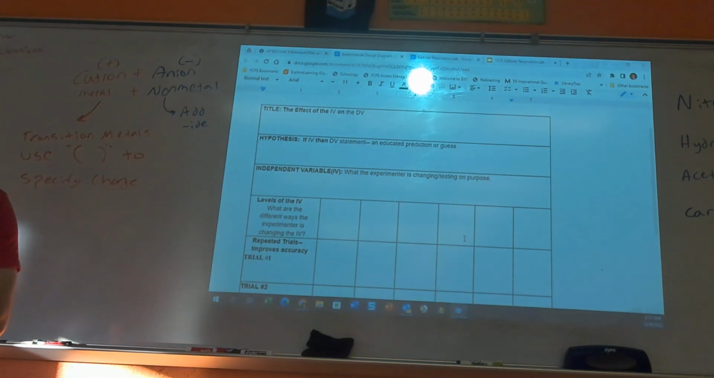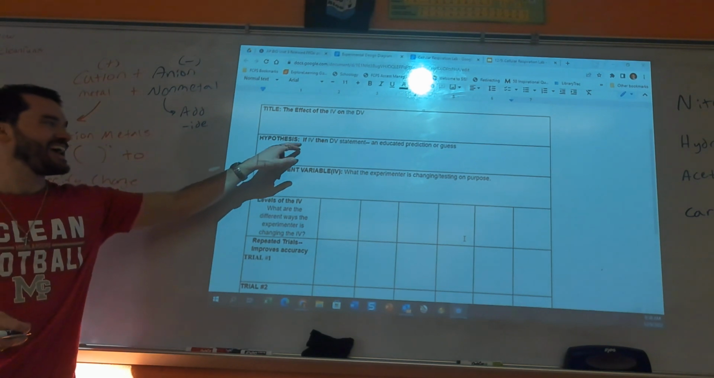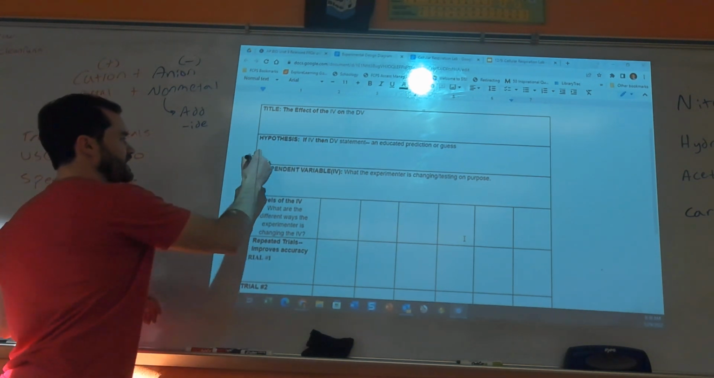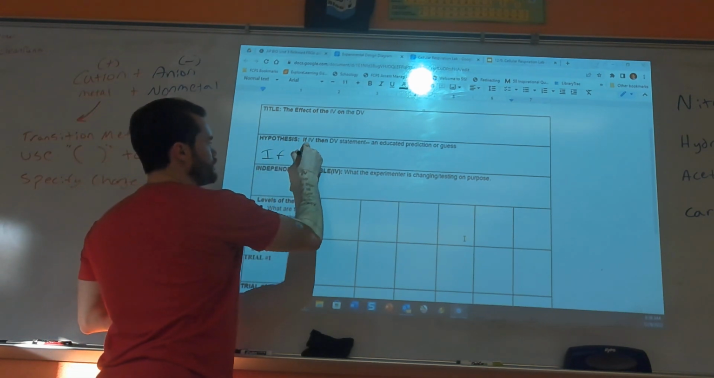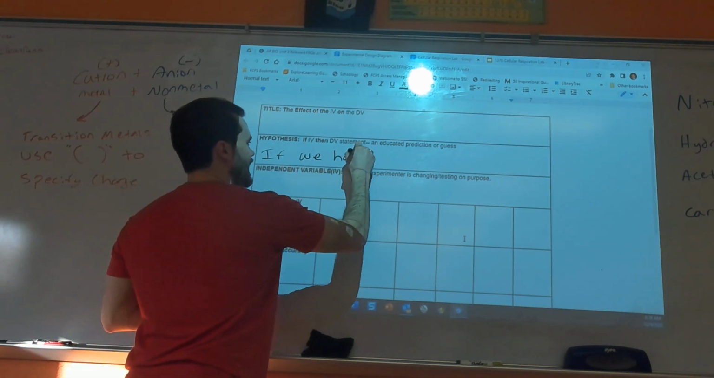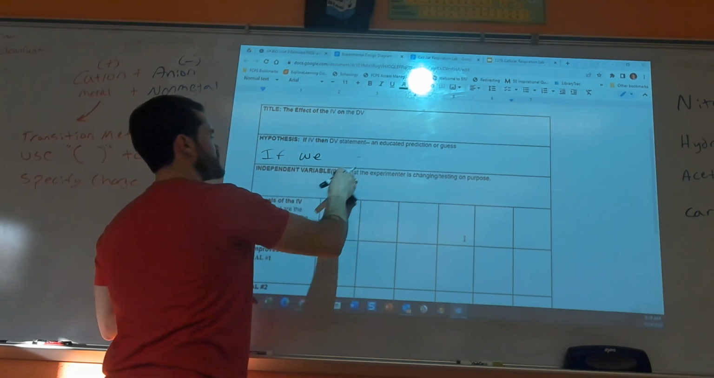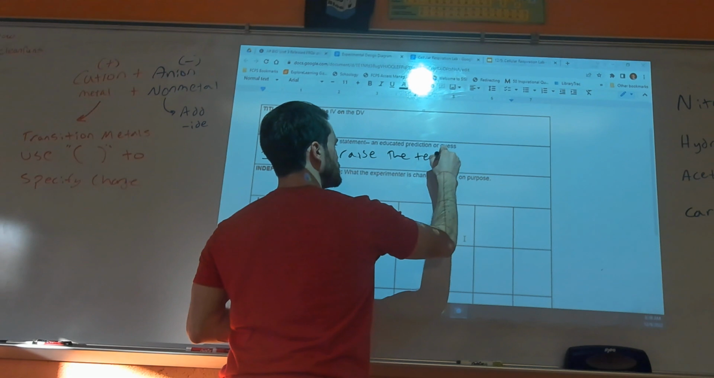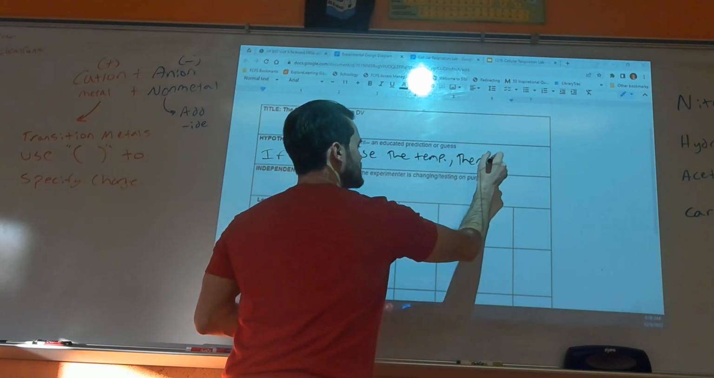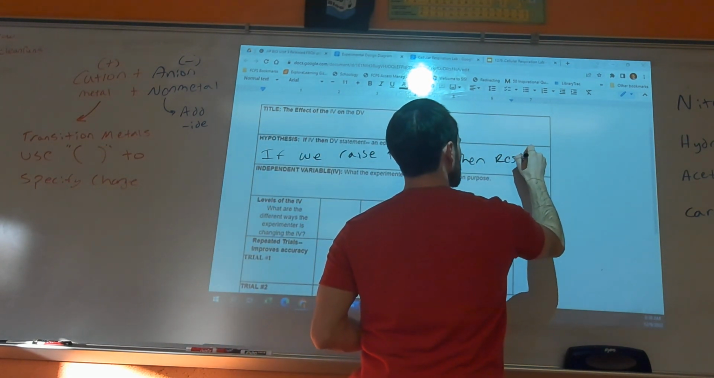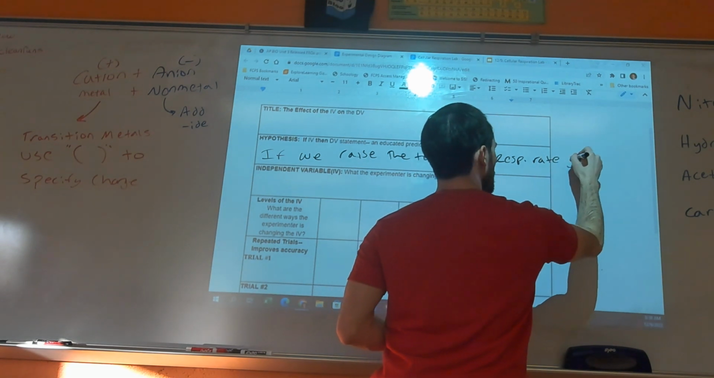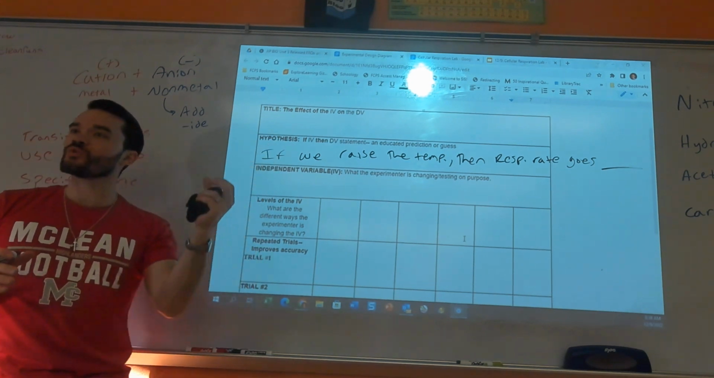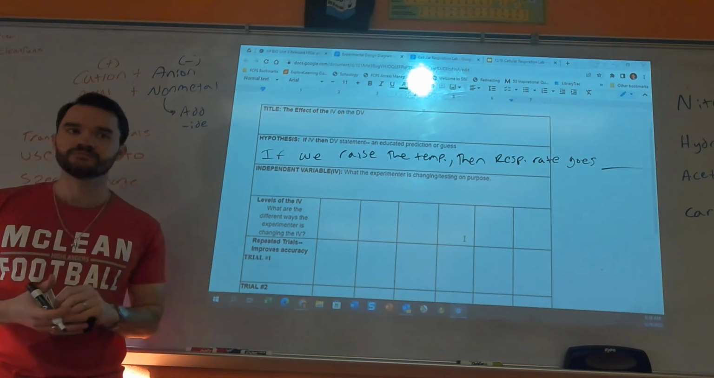So your hypothesis, if IV, then DV. Let me give you an example. If we raise the temperature, then respiration rate goes blank. You pick. Goes up, goes down. The rate that you measure, how would it change? Okay. Yeah, go for it.